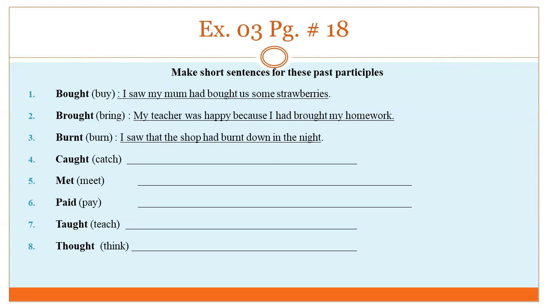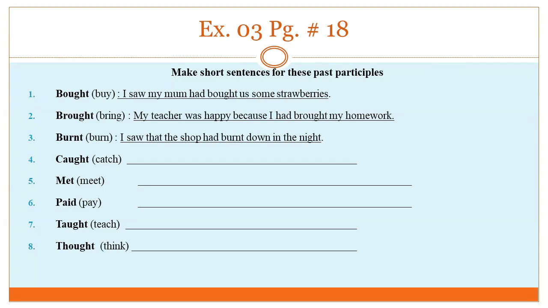Number 2. Brought. My teacher was happy because I had brought my homework. Teacher was happy is the event that happened later. And the event that happened first is I had brought my homework. Burnt. I saw, the event that happened later. I saw that the shop had burnt down in the night.